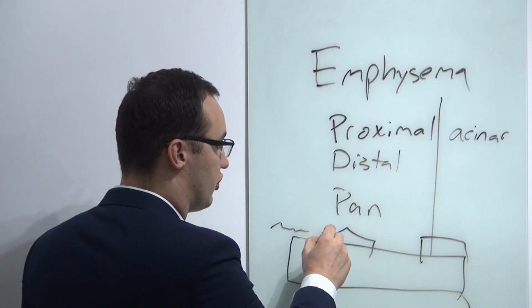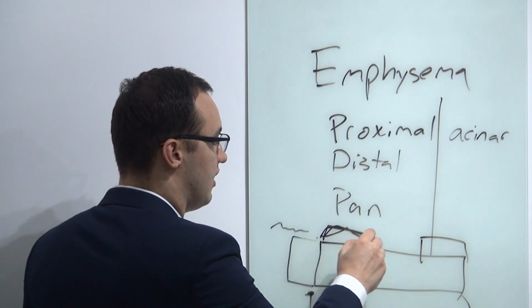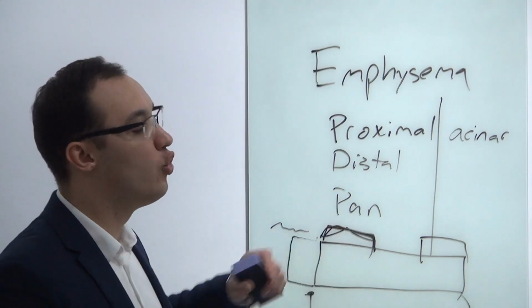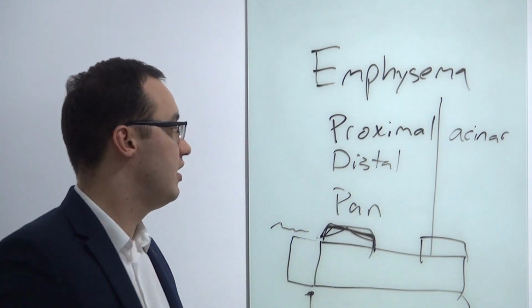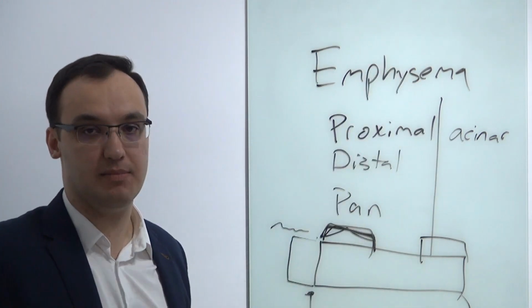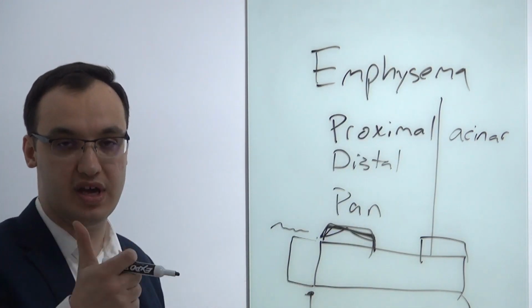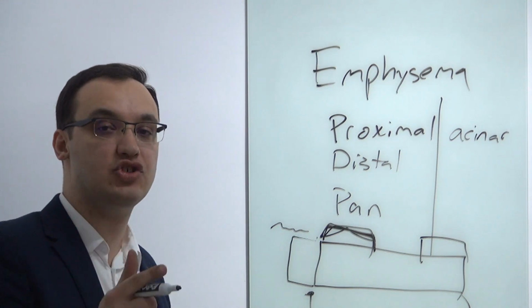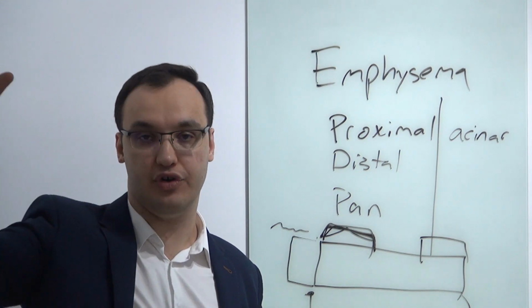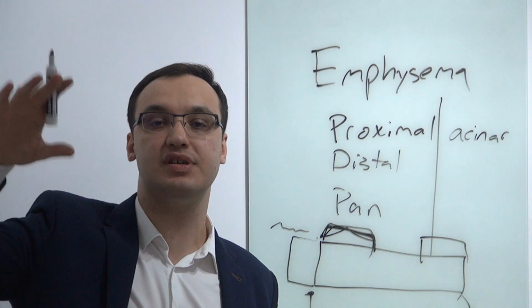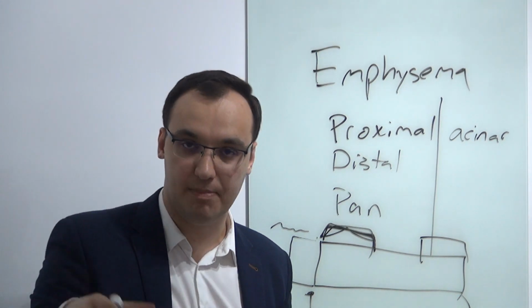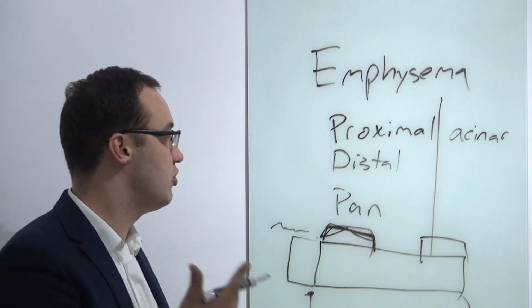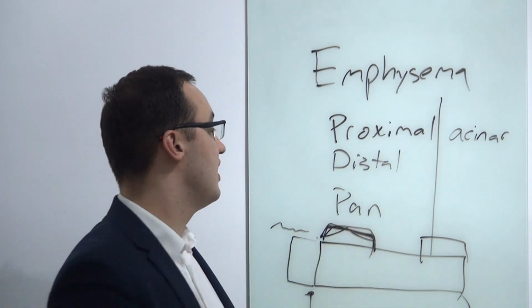The proximal part will usually be caused by smokers. So when you have a proximal acinar emphysema, then you have usually smoking patients or patients who are coal workers. Then we call it coal workers pneumoconiosis. This is a very, very strange name. You can look it up on the internet. So these are coal workers or smoking patients. This is the proximal one.